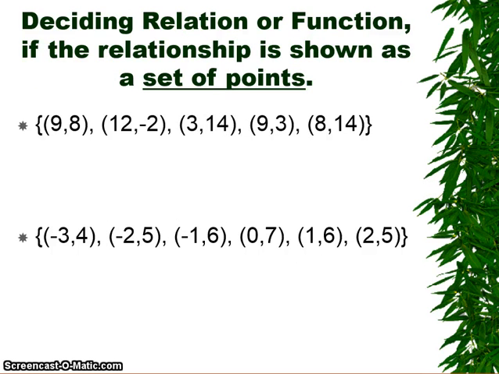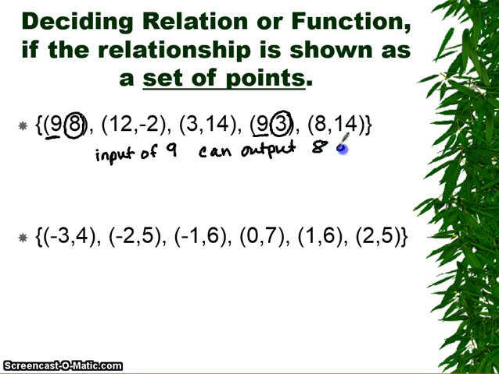Let's look at two more examples. Let's look at the first one. We have an input of 9 and an output of 8. Does an input of 9 have only one output? And the answer is no, because we see this other input of 9 outputting 3. So in other words, an input of 9 can output 8 or 3.